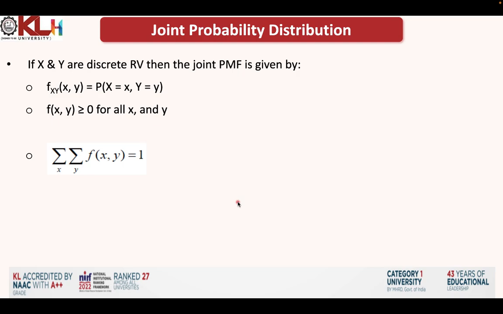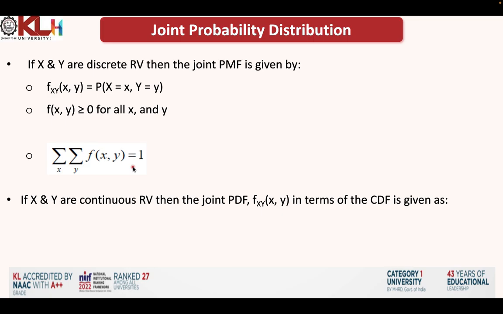The probability distribution for the joint random variable is given as this. When they are discrete, it's the probability mass function. So small f of xy is equal to probability of X is equal to small x, and Y is equal to small y. And for the discrete case, since it's a probability, it's a positive number for all x and y, and it has to sum to 1 for all possible values small x and y.